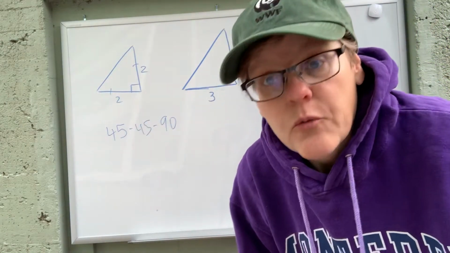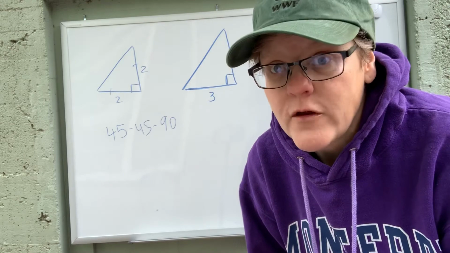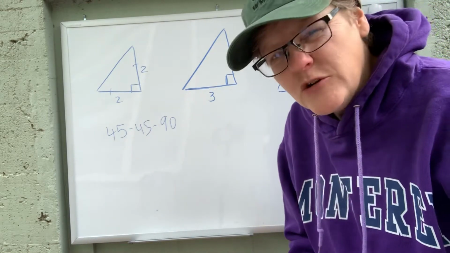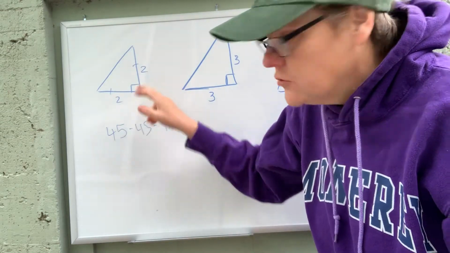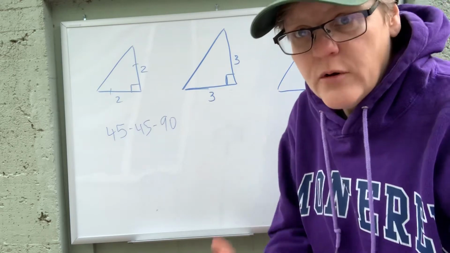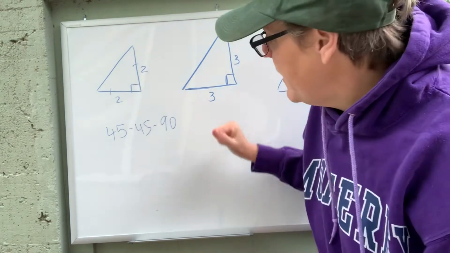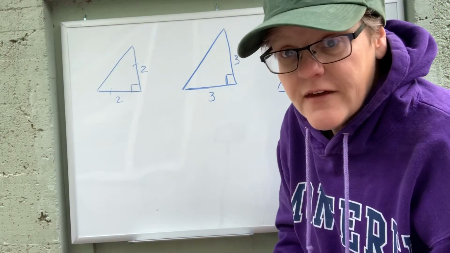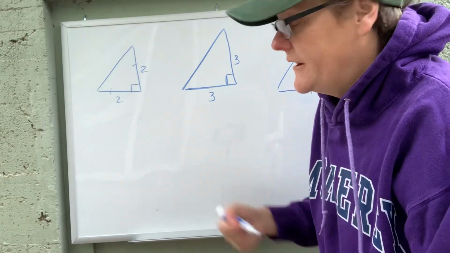Okay, so yesterday, really what we were talking about were 45, 45, 90 special right triangles. Special because they have this really cool characteristic where 2 of the legs are the same. Okay, so my question was, what's the length of the hypotenuse? So let's take a look here. If I want to find the length of the hypotenuse, I'm going to go straight to Pythagoras.